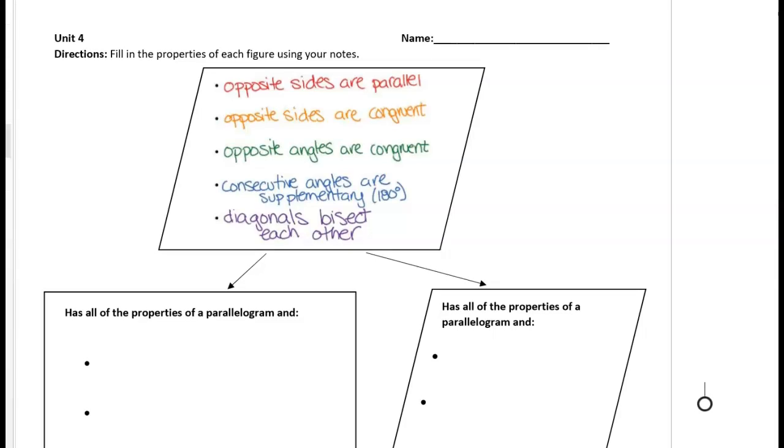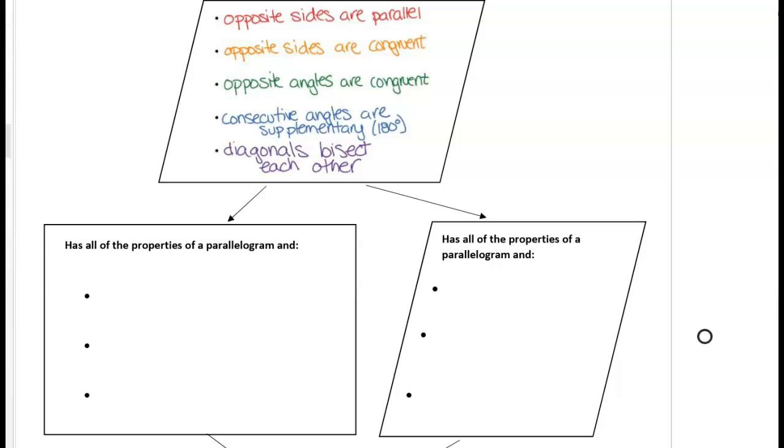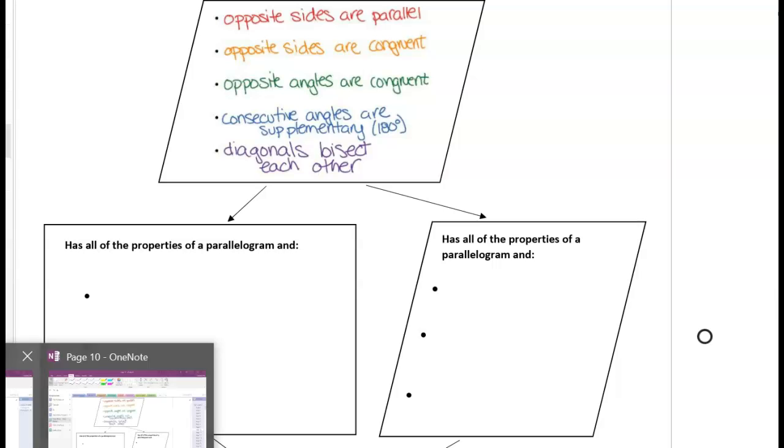Today's learning target is to talk about special parallelograms. On page 10, you will see the 5 properties of parallelograms. The learning target today is to talk about the properties of rectangles, rhombuses, or rhombi, and squares. If you know any of the properties of a rectangle or rhombus on page 10, go ahead and fill those out. If not, we're going to take a look at each of those properties and fill it out together.